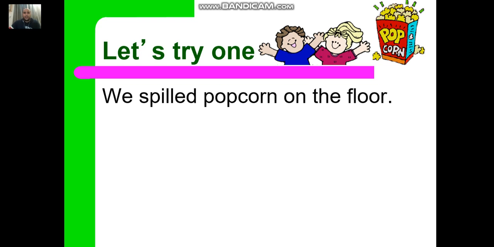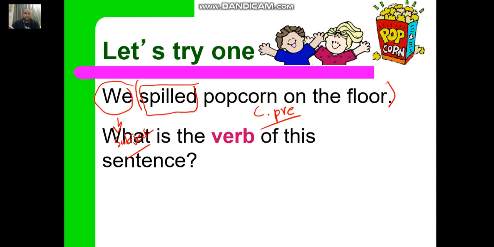Let's try one together. We spilled popcorn on the floor. Let's start with the verb, to spill. In the simple past, with ed, it's a regular verb. So, who spilled the popcorn on the floor? We. So, we is the subject, the complete subject. Then the complete predicate is this one. I'm going to write CP, which means complete predicate. What is the verb of this sentence?